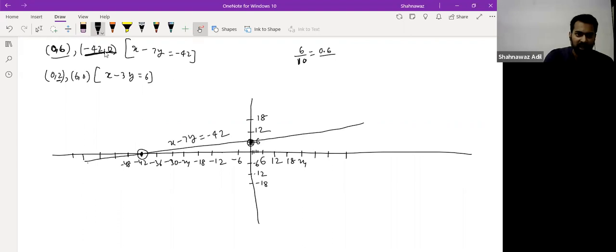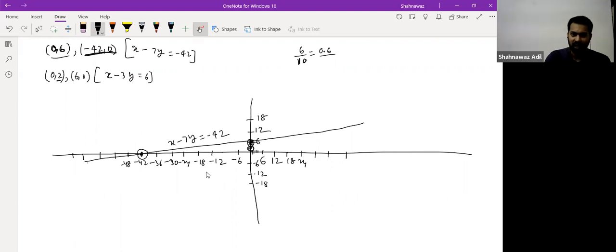And what will be the other line? (0, 2). Where is (0, 2)? It is somewhere in between these points. This is 6, this is 0, so in between. Half is 3, so below half. So this is (0, 2).